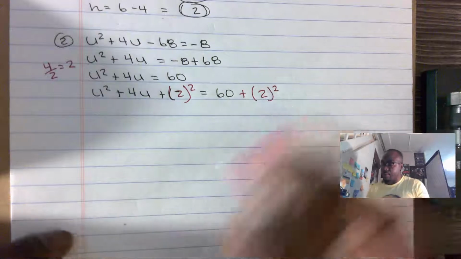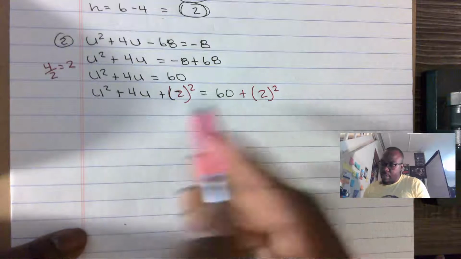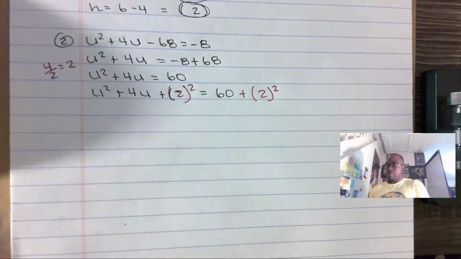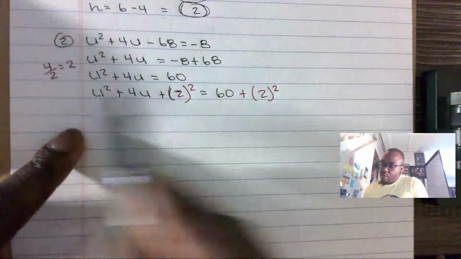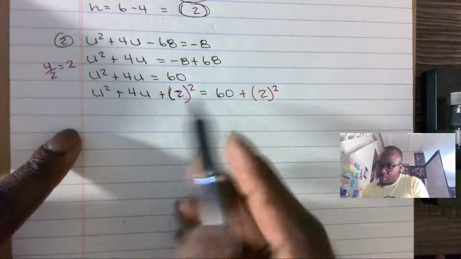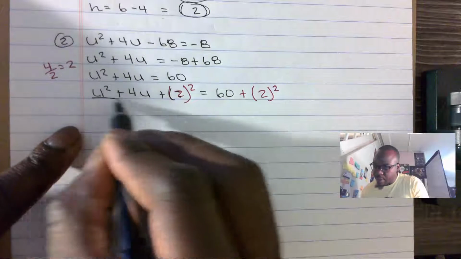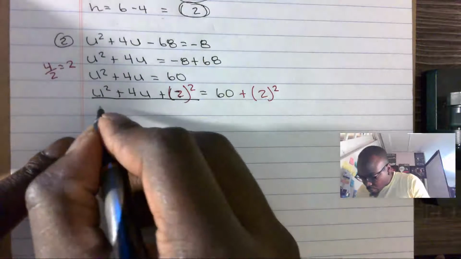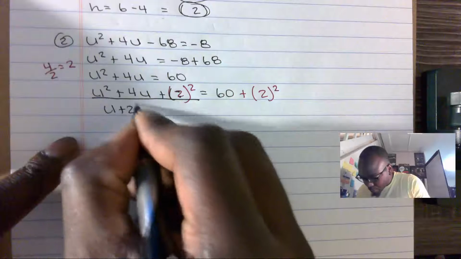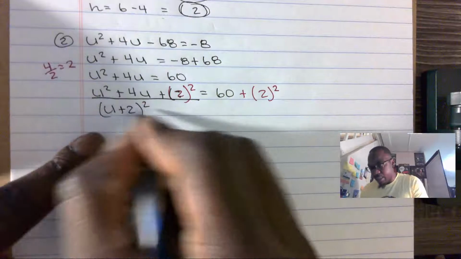Again, remember, whatever I do to one side, I'm doing to the other, right? So I'm squaring it. So now I'm going to write it in the form u plus 2 all squared, because this is a perfect square here. All right, so we have u plus 2 all squared, and if I follow this, I'm going to get this here.